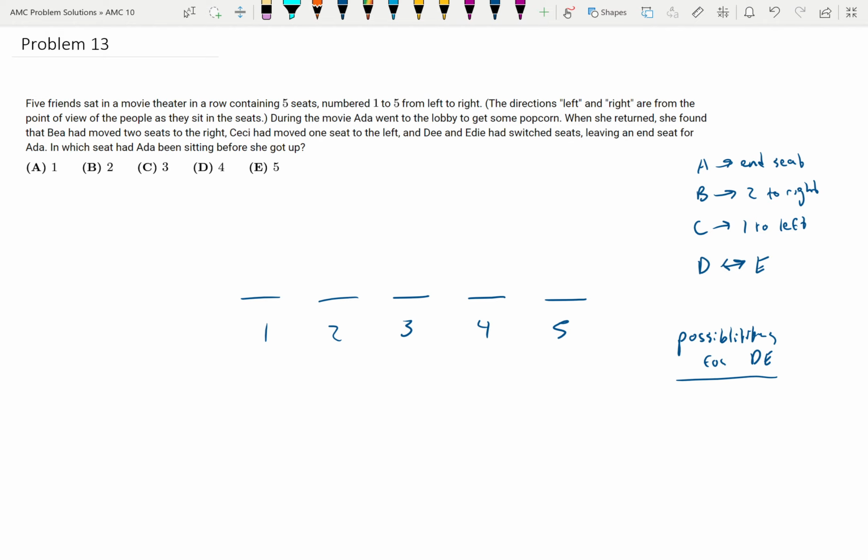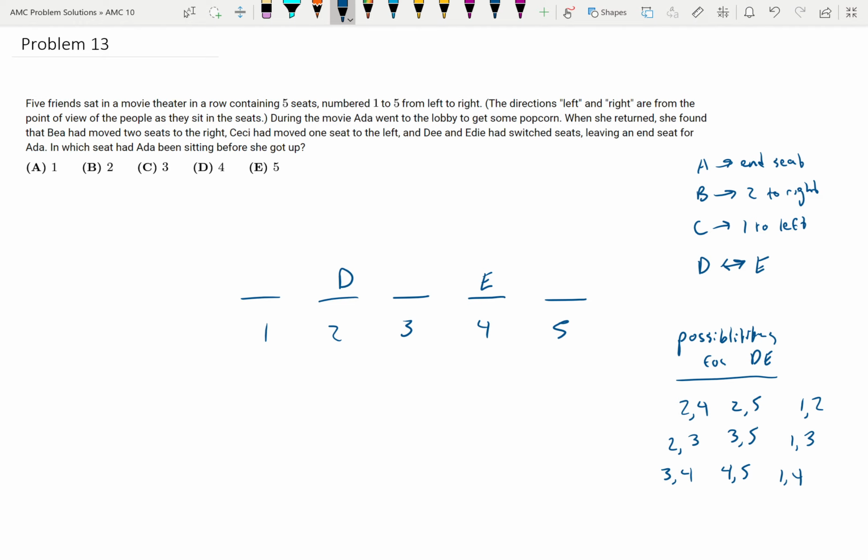So possibilities for D and E are going to be 2, 4, 2, 3, 3, 4, 2, 5, 3, 5, 4, 5, and then 1, 2, 1, 3, and 1, 4. So I'm going to go through these. So let's say D and E are in 2 and 4, and it doesn't matter if E's in 2 or D's in 2, they're going to flip anyway.